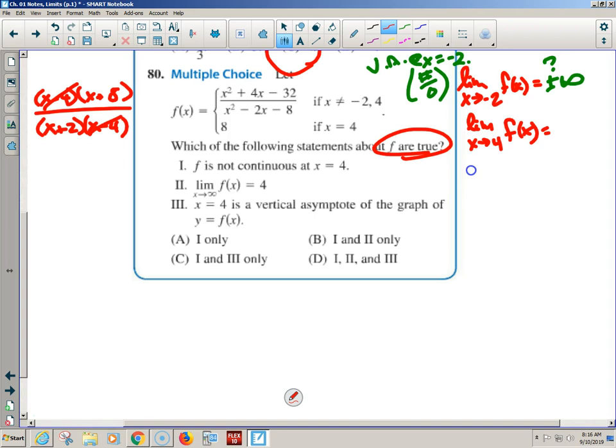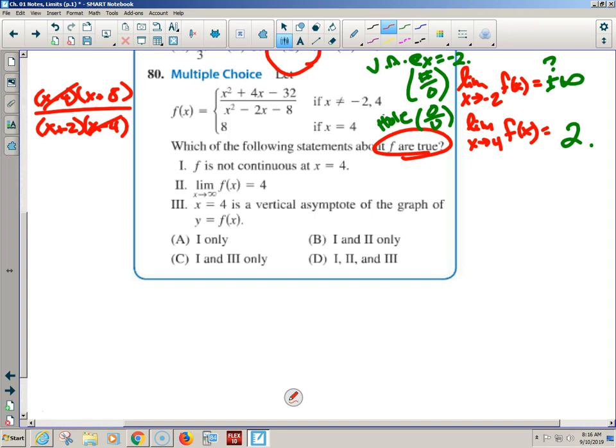So what is 4 without us even having to figure out what 4 squared plus 4 times 4 minus 32 is? He's a hole, right? He's a 0 over 0. So I can go ahead and say, all right, he's a 0 over 0, which means I have a hole. And what would the limit be? Plug him in, 12 over 6, which is 2.